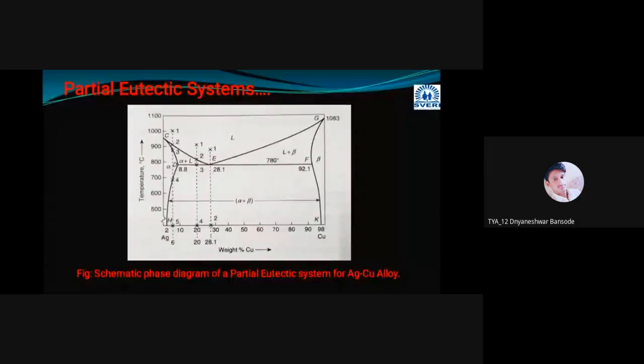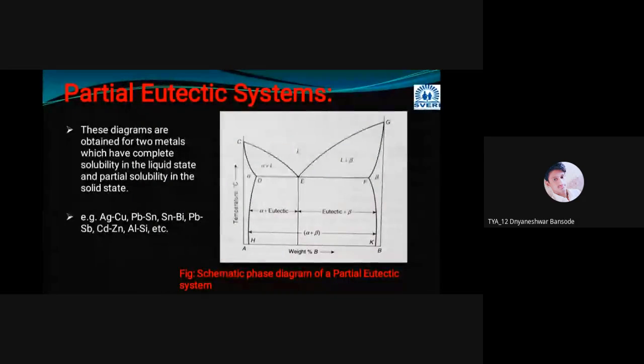Isomorphous system and eutectic type system, and after that we have completed the eutectic system. Then we are going to discuss the last type of phase diagram, that is the partial eutectic system. Already we have discussed what the partial eutectic system means, and when we are going to get this partial type of eutectic system. I will repeat it again, and I will explain this diagram again.